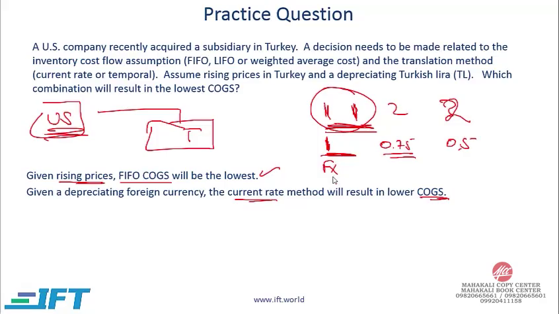Therefore, we can say that the current rate method is going to give us a lower COGS when expressed in the US dollar or the parent's presentation currency. Make sure you understand this, because when you look at the practice problems at the end of this reading, there will be a few questions that deal with the same concept. And I know that in the past, many students have been confused by this particular scenario.